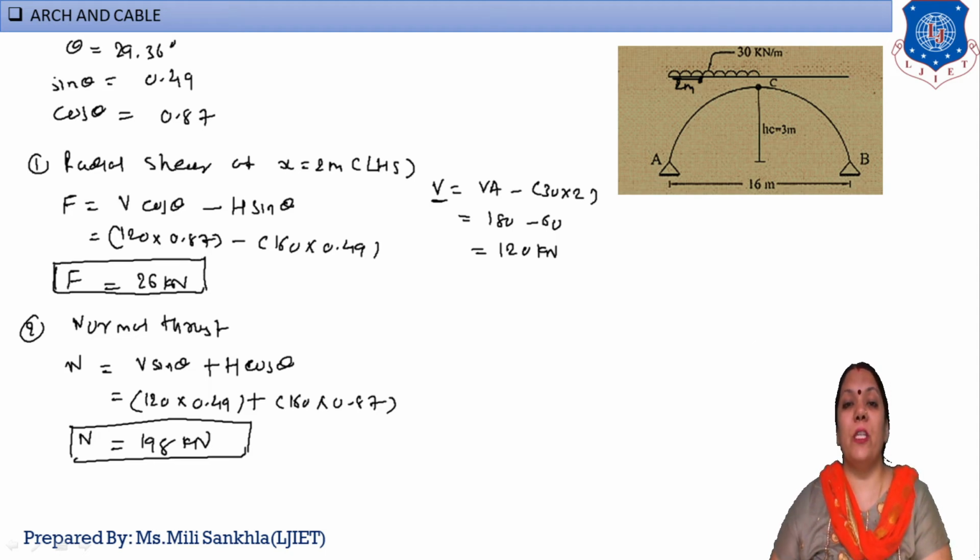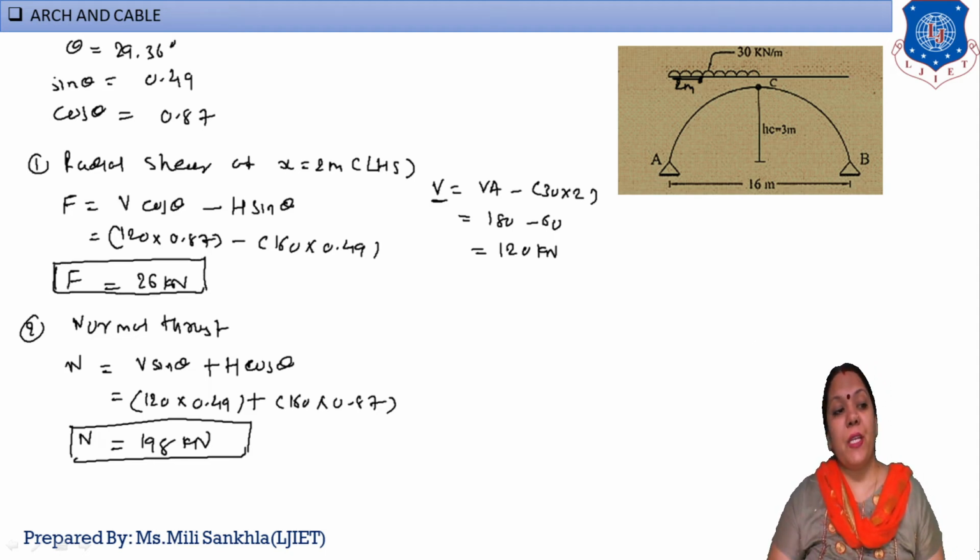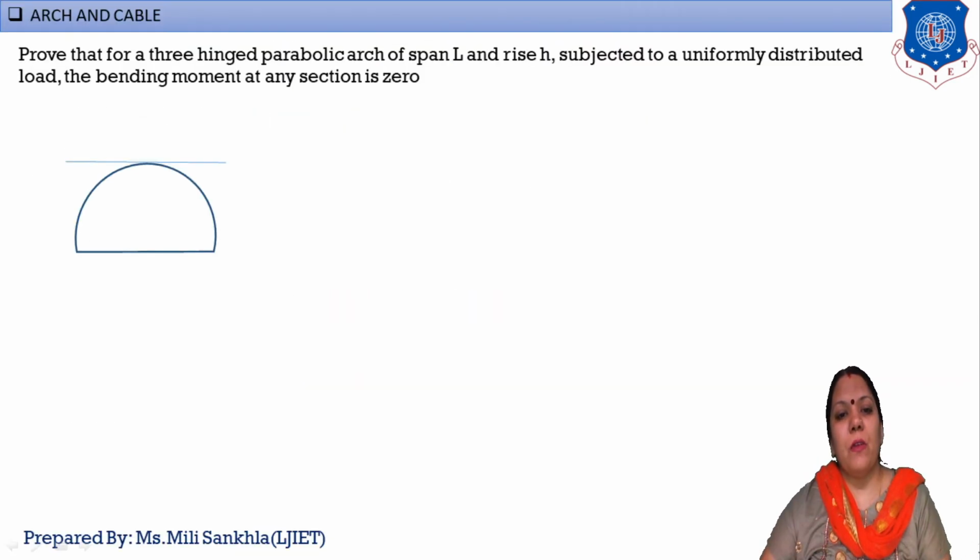My example of this parabolic arch subjected to this UDL load derivation. The values are not given. Here we derive, prove equation of bending moment at any point. Prove that for 3-hinge parabolic arch, span L and rise H subjected to uniformly distributed load, the bending moment at any section is 0. Here we prove that bending moment at any section of parabolic arch is equal to 0.